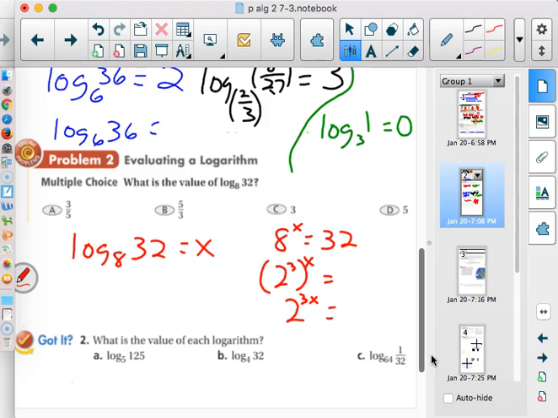Now we're going to be able to do this if 32 is 2 to the something. Is 32 2 to the something? What would the something be? 2 to the 3rd is 8, 2 to the 4th is 16, 2 to the 5th is 32.